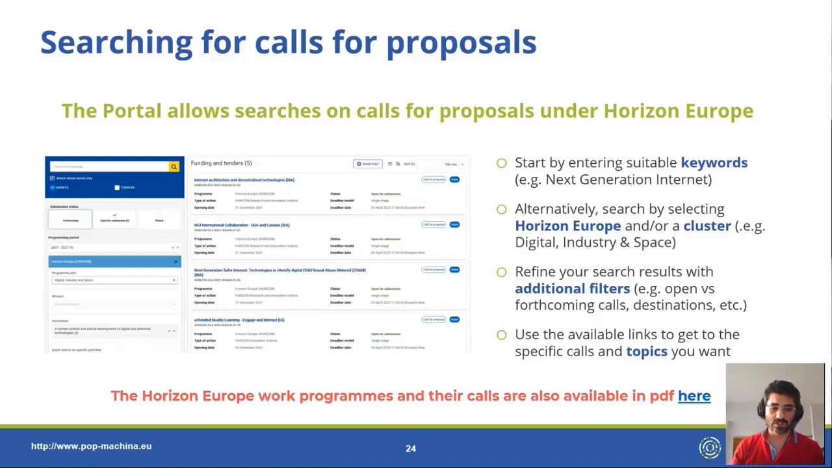Let's say you don't already have a consortium, you don't have someone that you work with, and you want to check by yourself what the open calls are. So you can go into the project search part of the portal and check with keywords, with programs, with a lot of different filters, what are the current, the ongoing, the forthcoming, or even the closed calls in Horizon Europe. So this is how we can search for calls and topics.